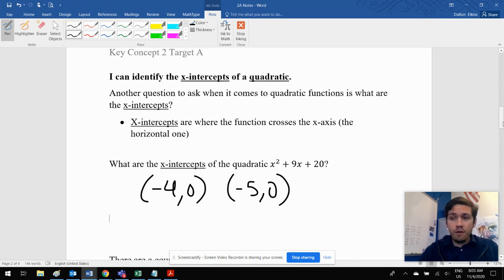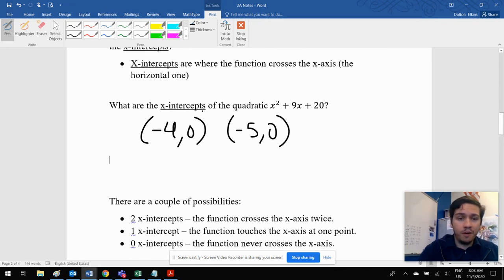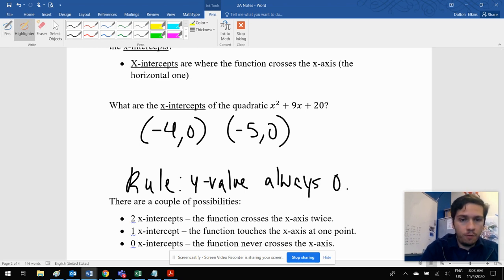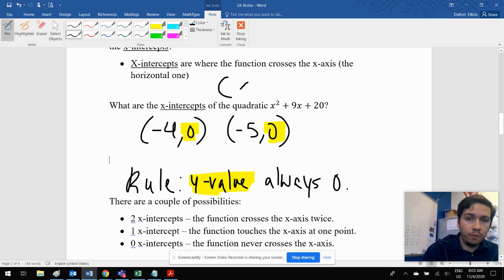Okay, something to notice here, and I didn't write this in the notes here, but I think this is important to notice. The rule is the y value is always 0. And if you don't know which one's the y value, it's always the second one. Think of your alphabet, right? When you start getting to x, y, z, x comes before y. So when you write your point, x goes first.